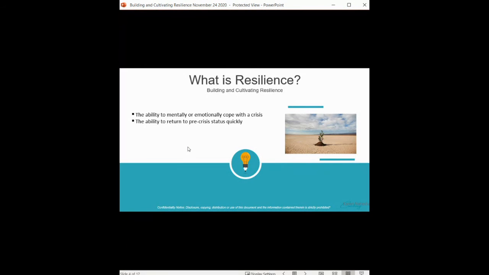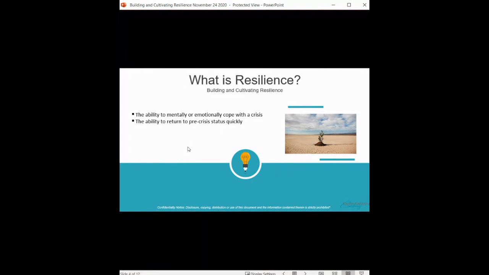Another quote from an American psychologist states that resilience is the process of adapting well in the face of adversity, trauma, tragedy, threats, or significant sources of stress, which we all might be going through at this present moment. Family, relationships, all of these things contribute to how well we bounce back with resilience.